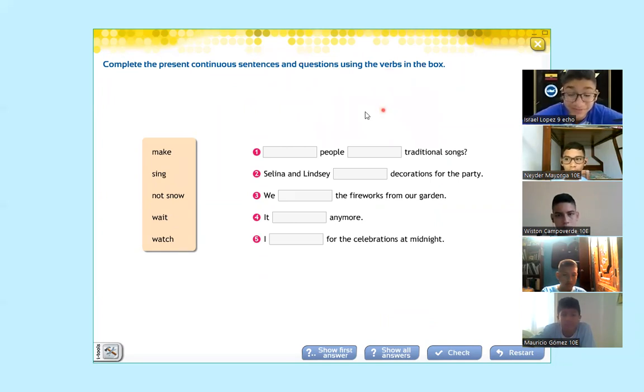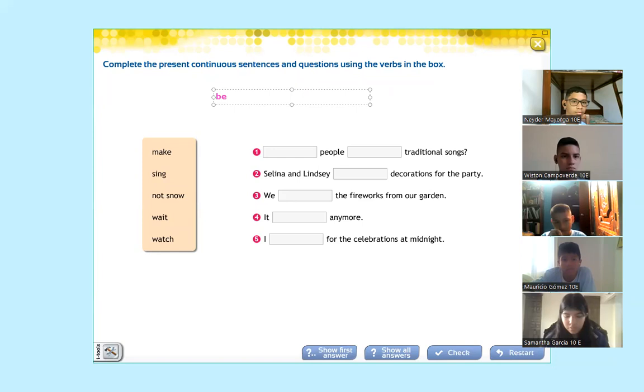Okay, remember that we are going to use the present continuous. When we refer to the present continuous, remember, we are talking about the verb to be: is, are, am, plus the verb with the ing form. That is the form that we're going to use for the continuous.